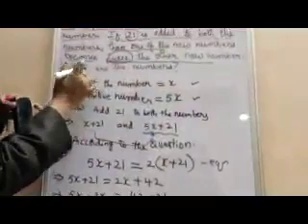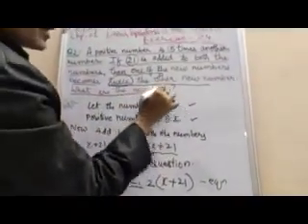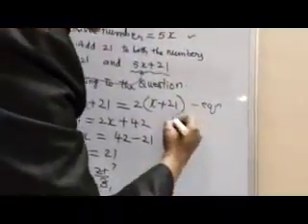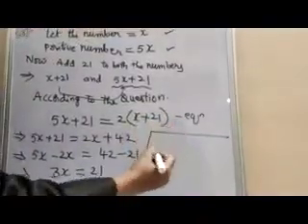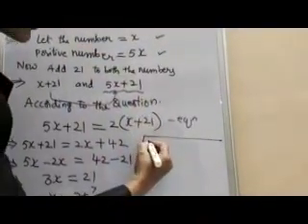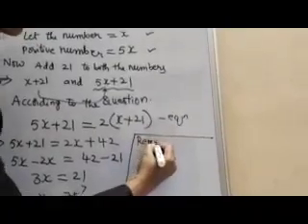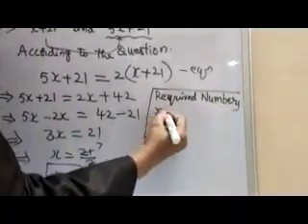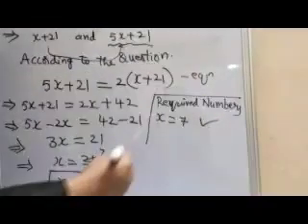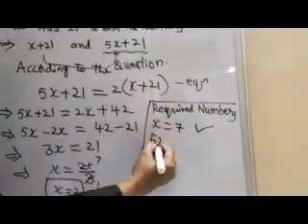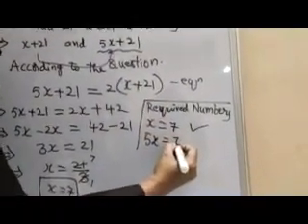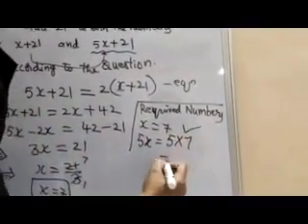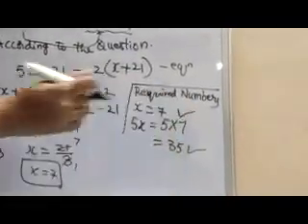But the question asks, what are the numbers? What are the original numbers? Let us continue the solution here. First number is x. Required numbers, x is equal to 7. One of the numbers is 7. What about the other number? 5x, that is 5 into x. 5 into 7 is 35. These are the required numbers.